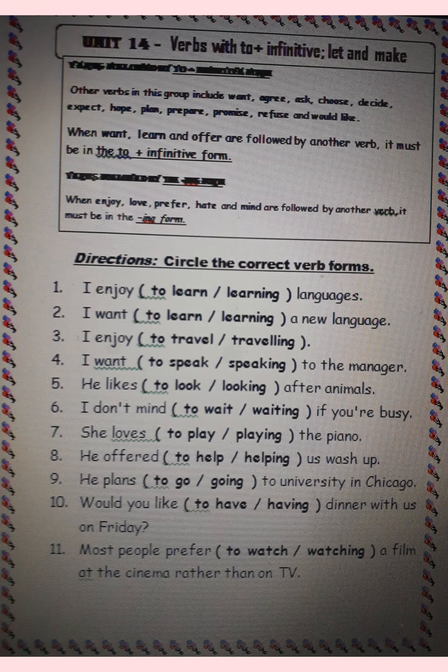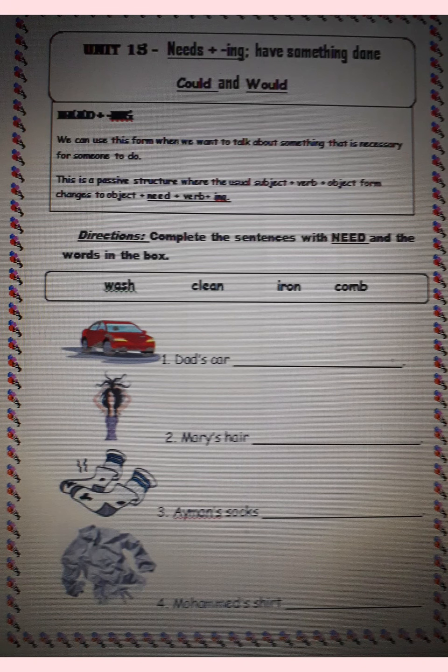Number 8, he offered to help us wash up. Number 9, he plans to go to university in Chicago. Number 10, would you like to have dinner with us on Friday? And number 11, most people prefer watching a film at the cinema rather than on TV. In Unit 15, need plus ing form.